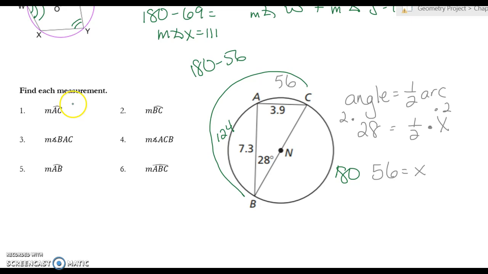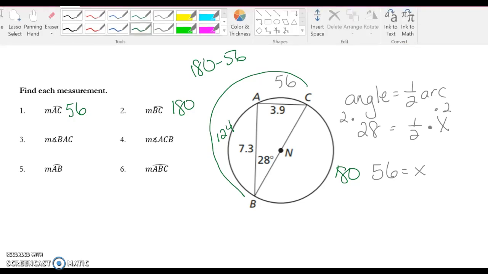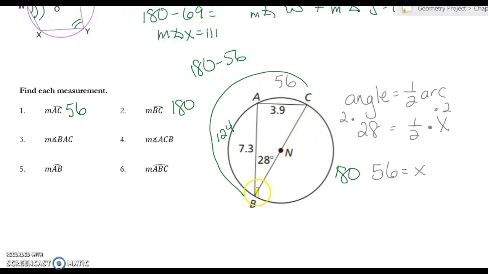So A to C is 56. We got that. B to C is 180. We got that. Okay, now we got some angles. BAC. All right. Let's highlight that. B to A to C. Well, a lot of times what I like to do with angles, especially inscribed angles, is I like to pass where they go. And remember, that angle is equal to half of the arc.